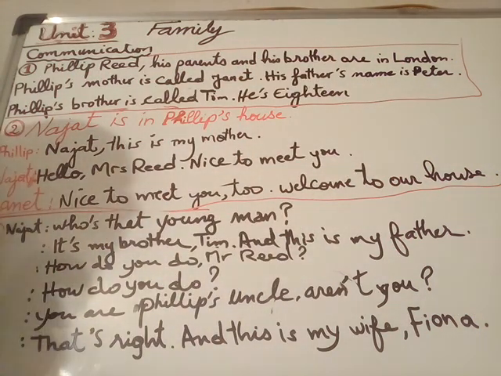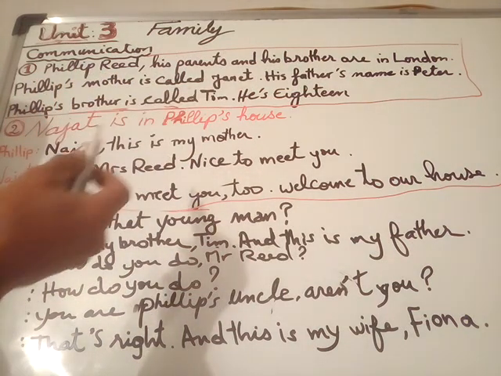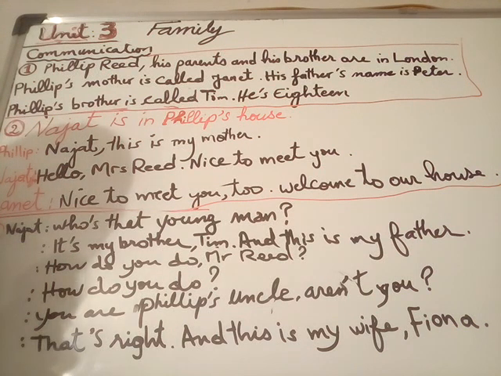Number 2. Najat is in Philip's house. Philip: Najat, this is my mother. Najat: Hello, Mrs. Reed. Nice to meet you. Janet: Nice to meet you too. Welcome to our house.